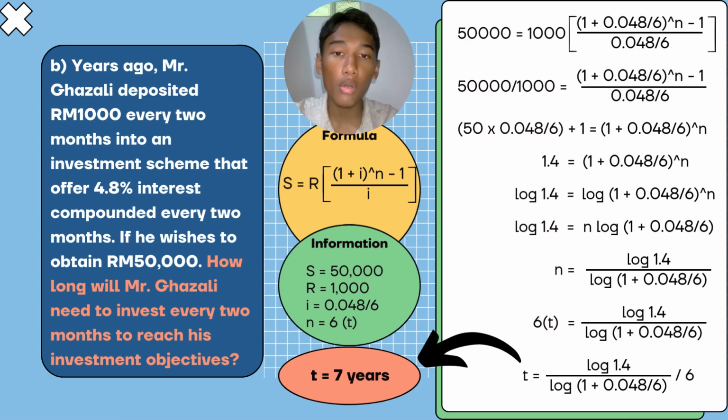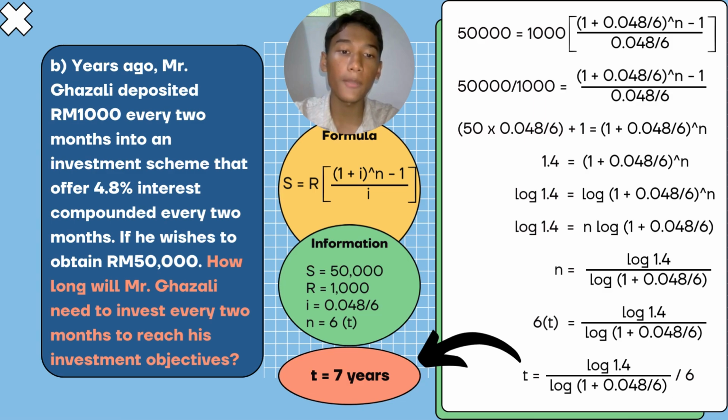From this, we can use log to find the n. So log 1.4 equals log (1 plus 0.048 divided by 6) power n. And we move the n from the power to the front. So we get log 1.4 equals n log (1 plus 0.048 divided by 6). Now we want to find the n, so we need to let the n alone. So we move the log and then we can get n equals log 1.4 over log (1 plus 0.048 divided by 6).